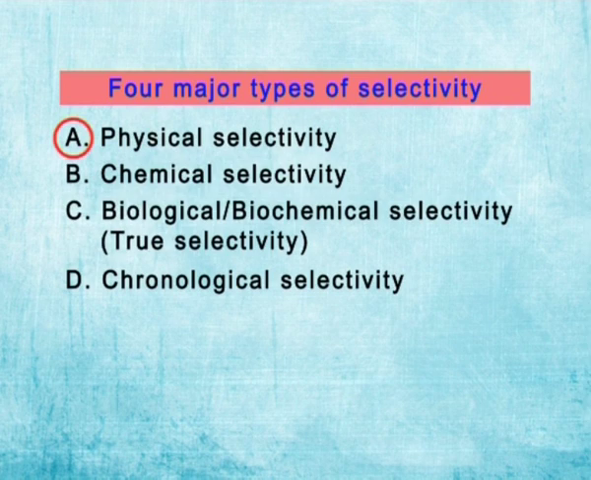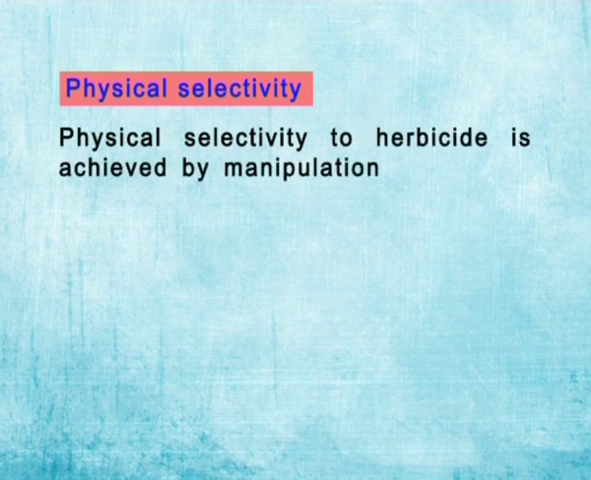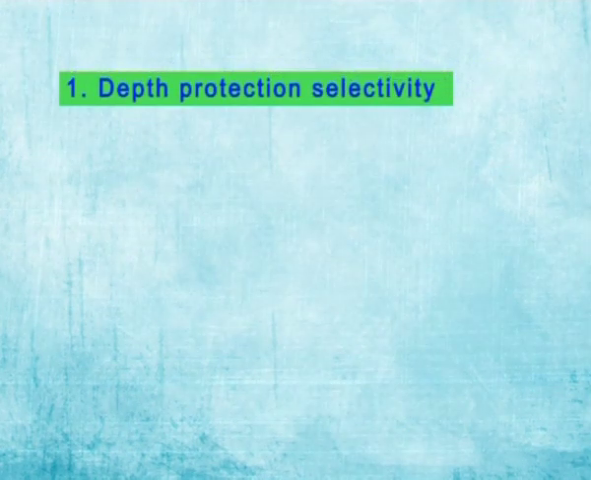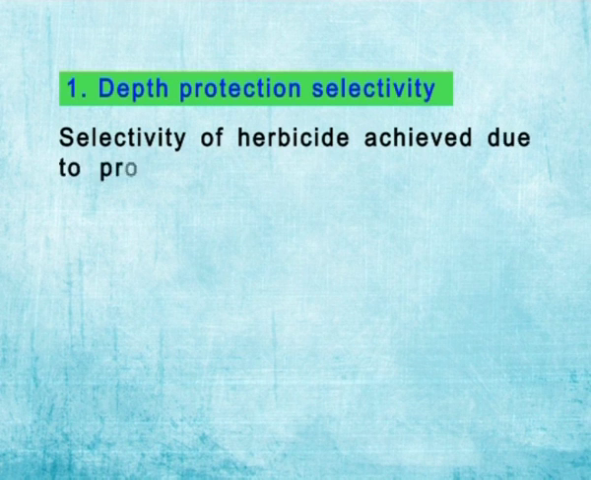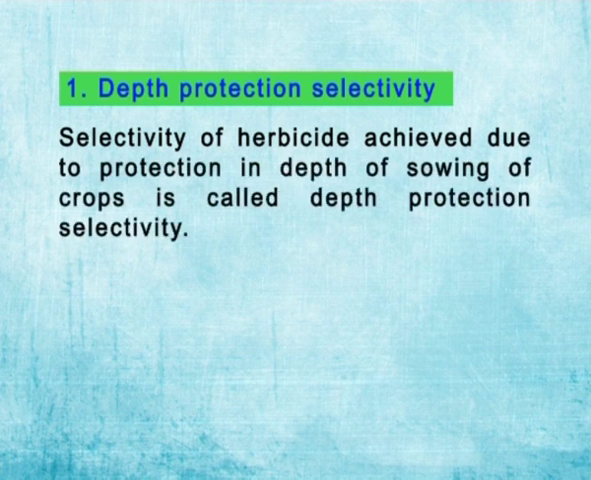Number A, physical selectivity. Physical selectivity to herbicide is achieved by manipulation of physical factors or environment. It could be achieved due to manipulation of the following factors. Factor number 1, depth protection selectivity. Selectivity of herbicide achieved due to protection in depth of sowing of crops is called depth protection selectivity.